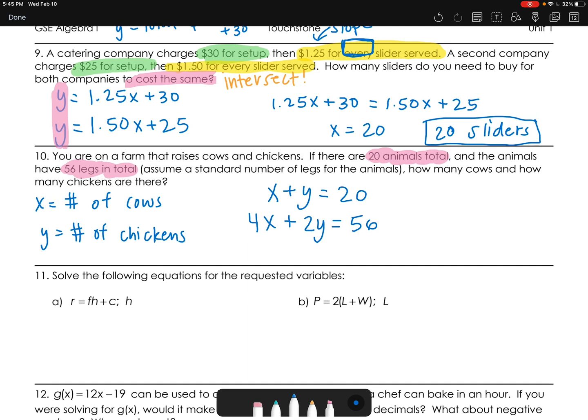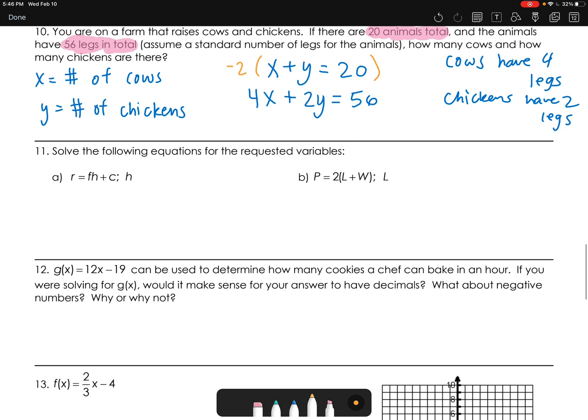And now you're going to solve this system of equations here. So cows have 4 legs, and chickens have 2 legs, in case you were wondering or forgot. Okay, and so then once you set up that system, you can solve this using any method you would like. I would recommend elimination here, and you could do -2, and I think you guys can solve this problem from here, so I'm going to leave you to finish that up.